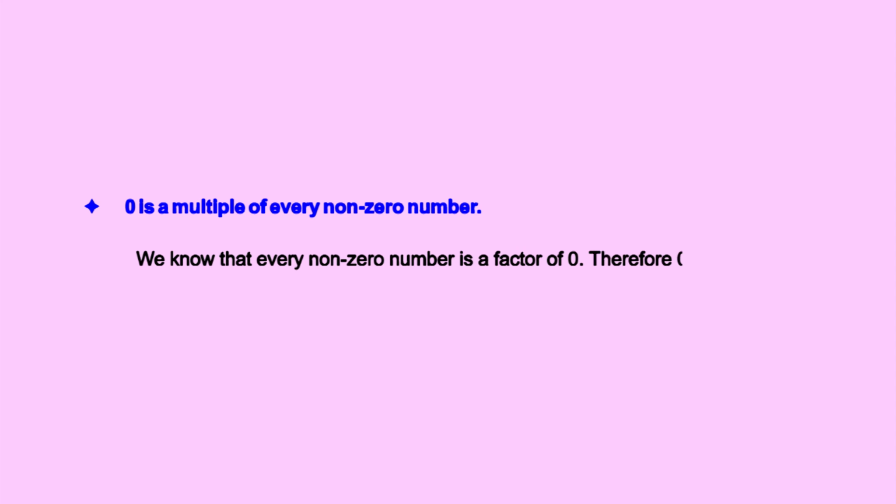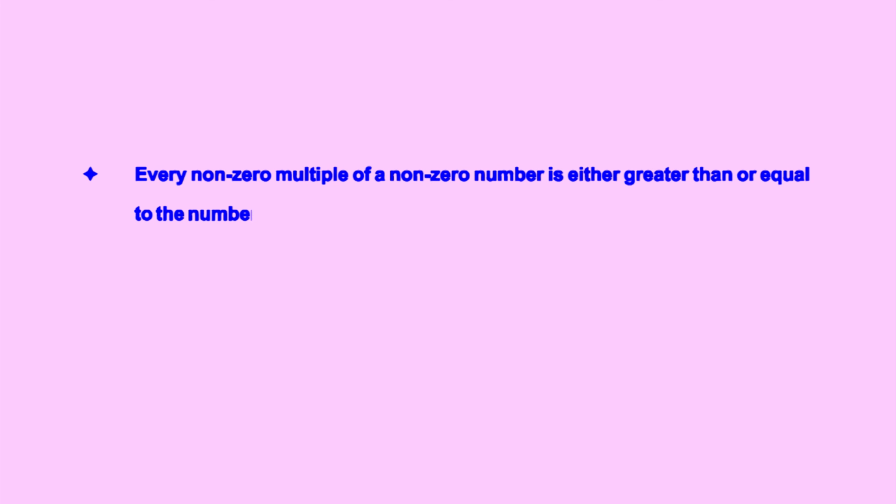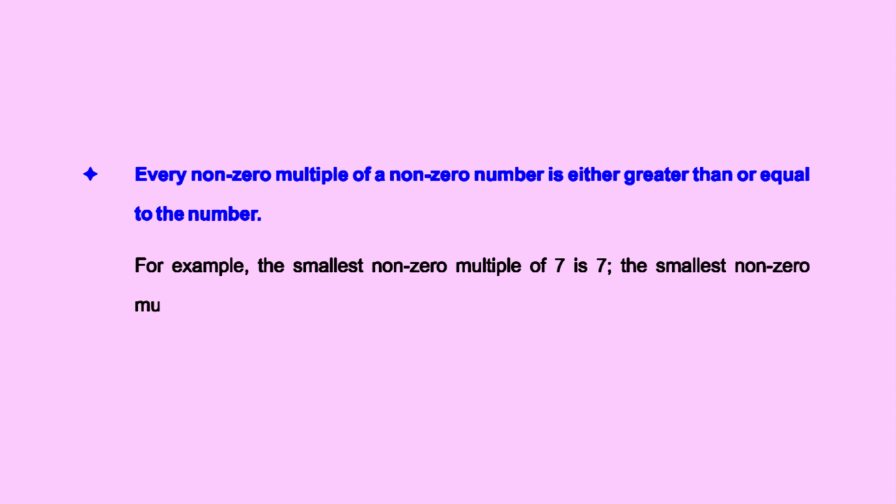0 is a multiple of every non-zero number. We know that every non-zero number is a factor of 0. Therefore, 0 is a multiple of a number. Every non-zero multiple of a non-zero number is either greater than or equal to the number. For example, the smallest non-zero multiple of 7 is 7, the smallest non-zero multiple of 15 is 15, and so on.